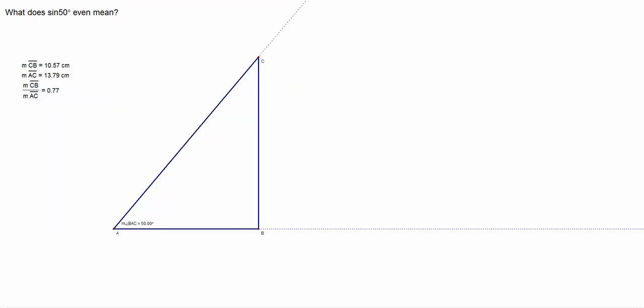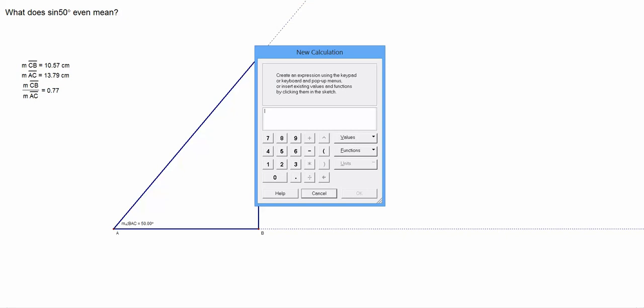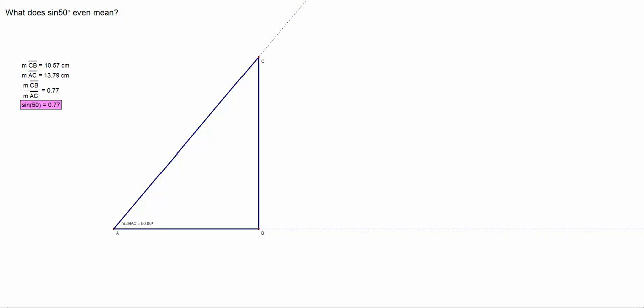Now, let me compare that with another calculation. I'm going to go calculate, and I'm going to go sine of 50 degrees. And what do you know? We get the same answer, 0.77. Now, that's what we've actually calculated by measuring these two sides and dividing one by the other. We've measured sine of 50 degrees. The 50 degrees, where does that come from? Well, that's the angle that we set down here to be 50 degrees.